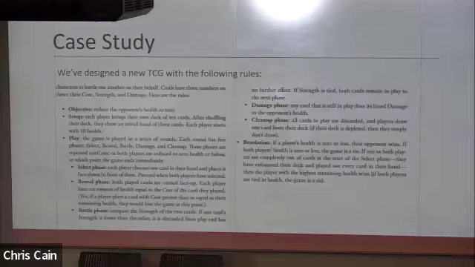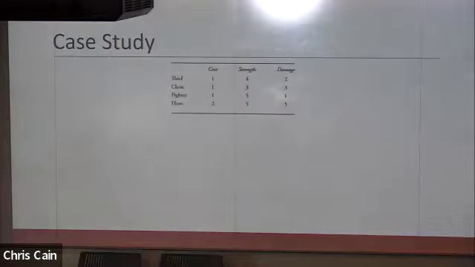So in this trading card game, we're going to start with as few cards as possible. We're going to make 4 cards. They are the Thief, the Cleric, the Fighter, and the Hero. Here is an initial balance of this. So we're initially designing these 4 cards. The Thief, the Cleric, and the Fighter all cost 1. The Hero costs 2. You can see their associated strength and their associated damage.